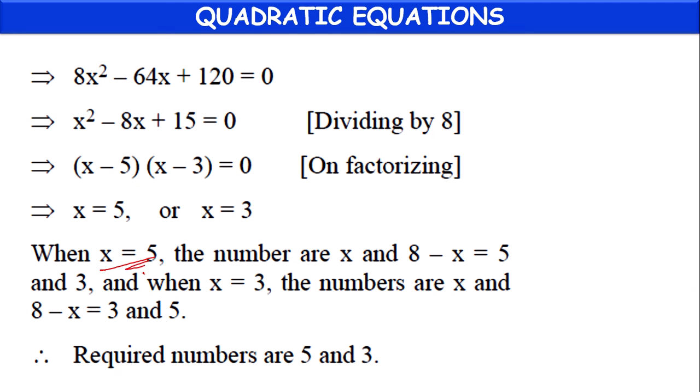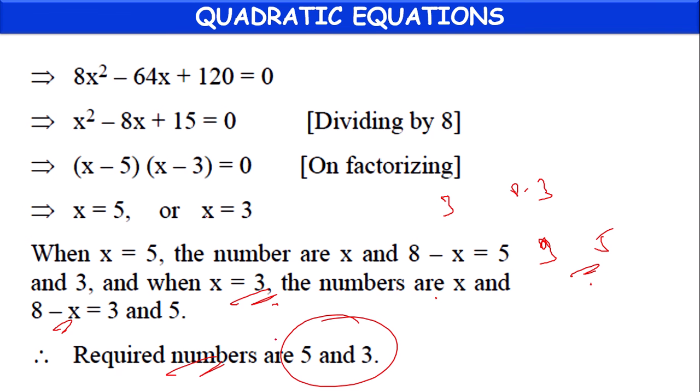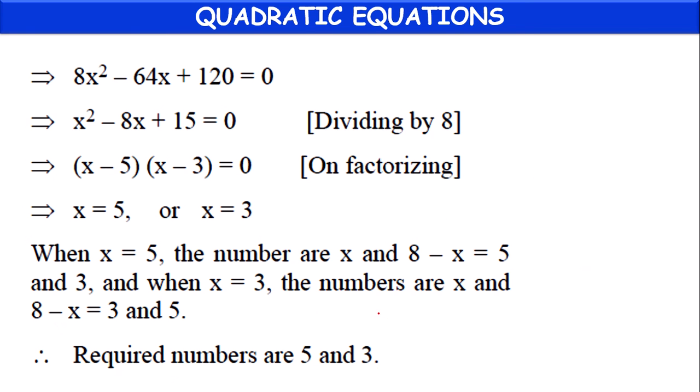If x equal to 5, the numbers are x and 8 minus x, means 5 and 8 minus 5, or 5 and 3. If x equal to 3, the numbers are 3 and 8 minus 3, or 3 and 5. In both cases, we get the same numbers. So the required numbers are 5 and 3.